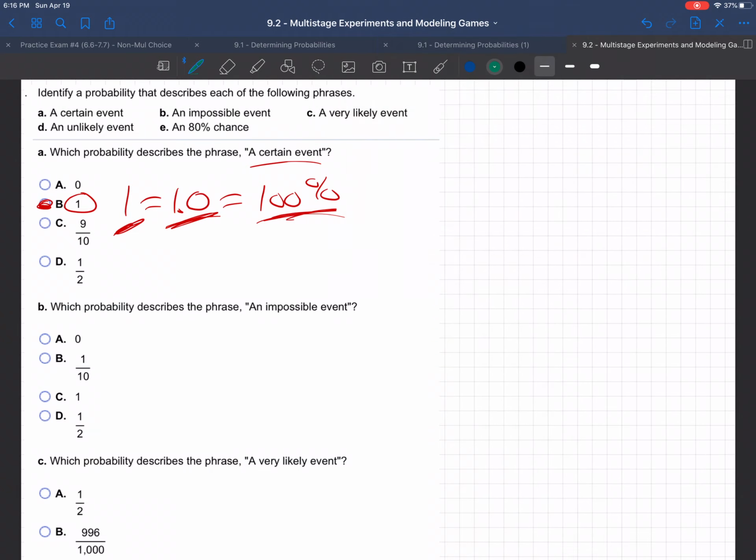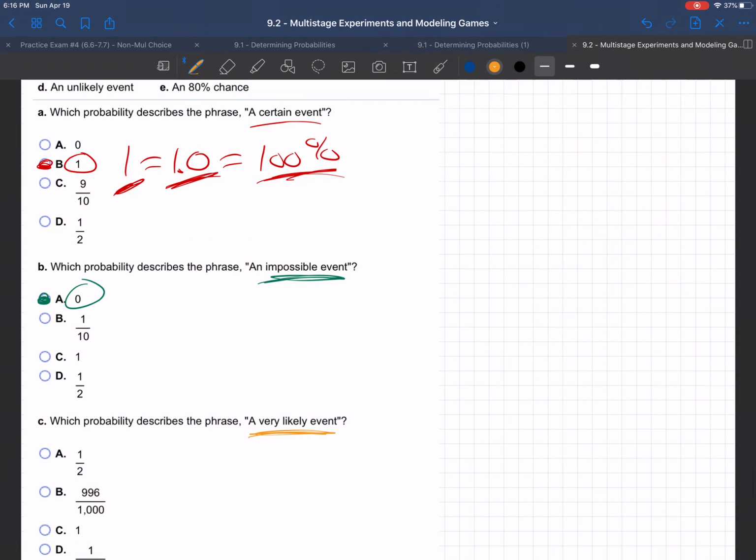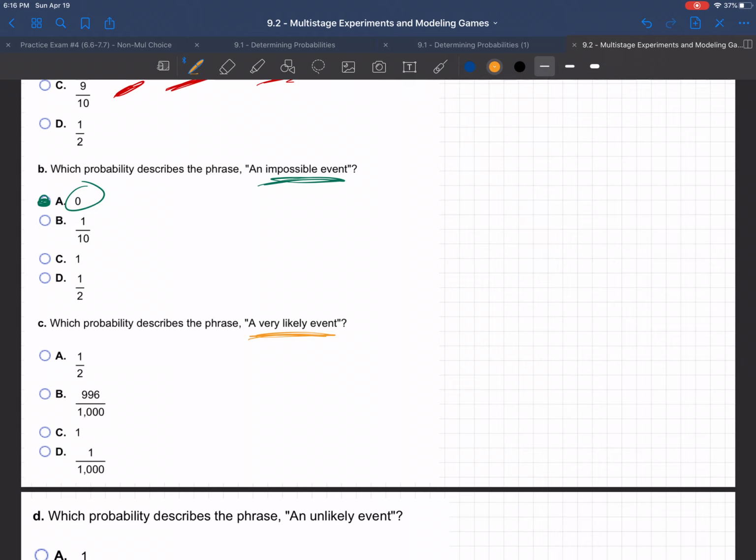So an impossible event. What's impossible? 0. Right? If there's 0 chance of something, it's impossible. Let's go down to part C. A very unlikely event. What's a very unlikely event? A half? No, it's half and half. 996 over 1,000? No, that's pretty likely.